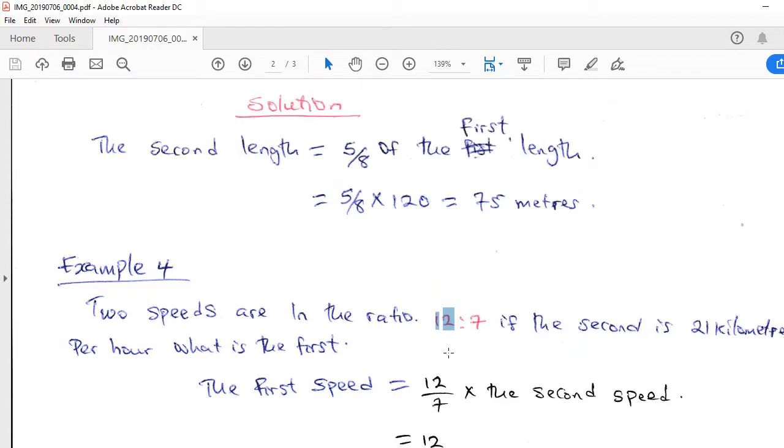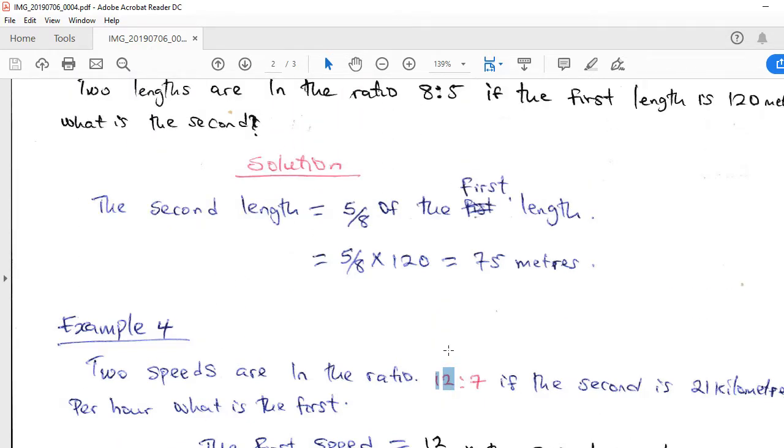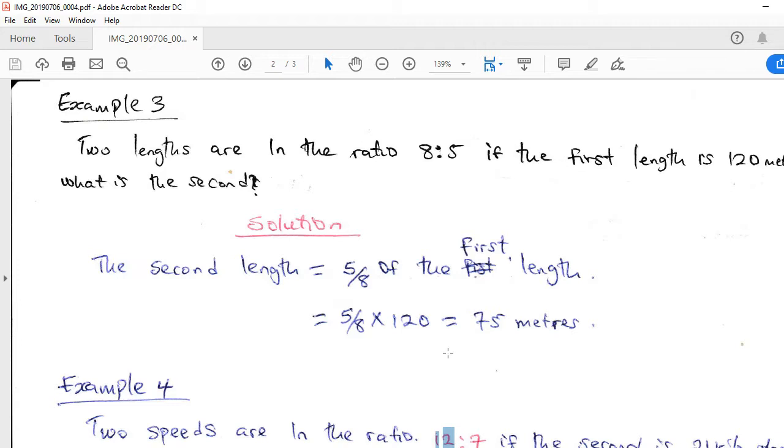So let me quickly do a recap between example 3 and example 4. In example 3, we're finding the second length, because we're already given the first length, which is 120 meters. So pay attention carefully. Since we're finding the second length, we'll use the second value, which is 5 over 8, so 5/8, multiplied by the length you're given, the first length, 120. That's how we did this.